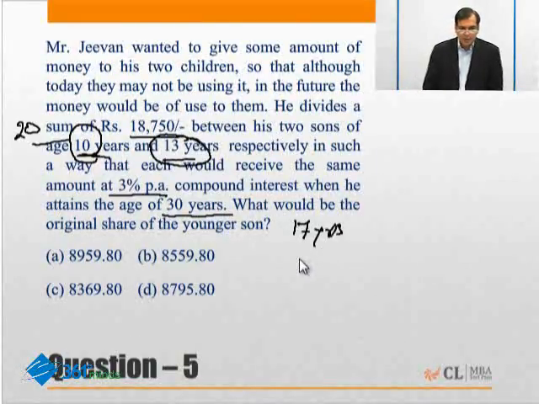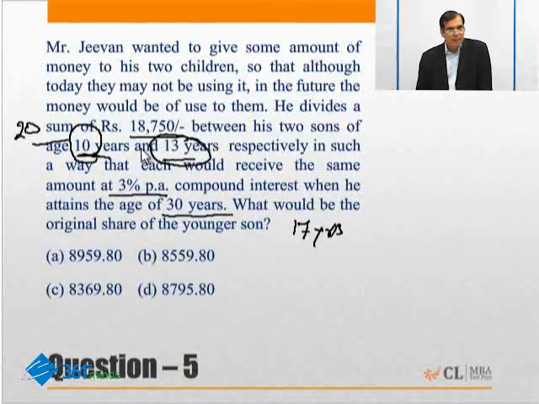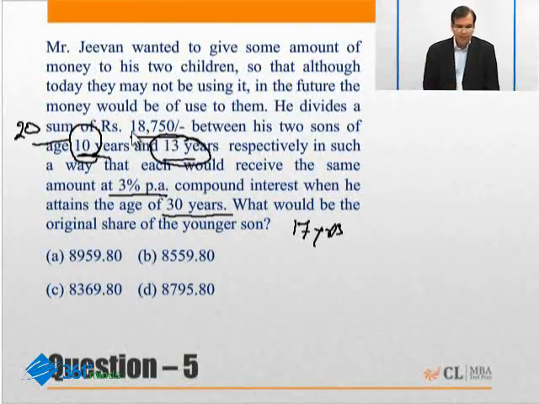Okay. Let's just go to the whiteboard to solve it completely. So the amount is 18,750. Part of it goes to the younger child, part of it goes to the older child. Second, the rate of interest is 3%. For the younger child, there are 20 years available, and for the older child, there are 17 years available.